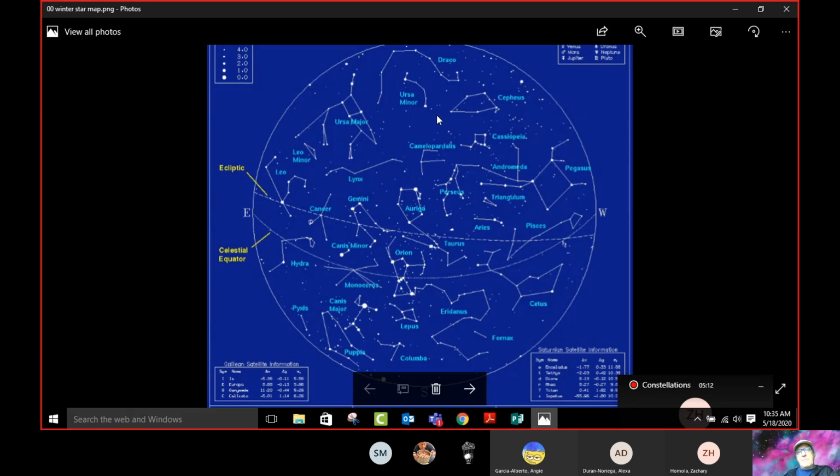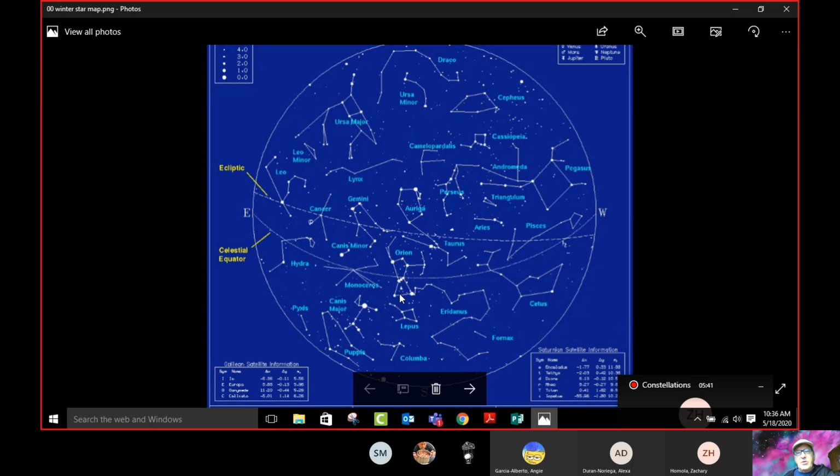And for example, here's a map of the winter sky in the northern hemisphere. And you might recognize right here is the Big Dipper, part of a larger constellation called Ursa Major, the Great Bear. Over here is the Little Dipper, and this is the North Star. So we're going to talk about how you find the North Star so you can navigate. You can use that to figure out which direction is north.